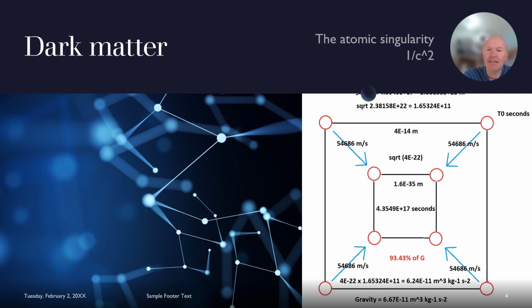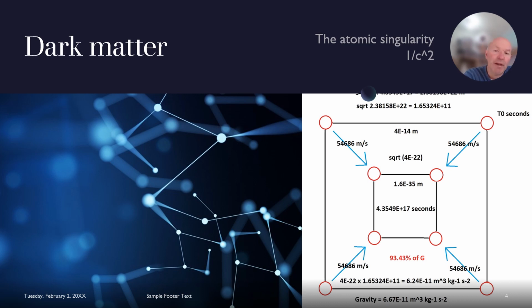And if you convert that into seconds, that's 4.3549 e to the +17 seconds multiplied by 54686, and that's giving us a number 2.38158 e to the plus 22, and we can see that we have this kind of inward flow of light from this Hebrew singularity starting point down to the Planck scale.